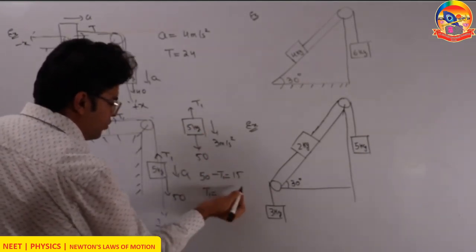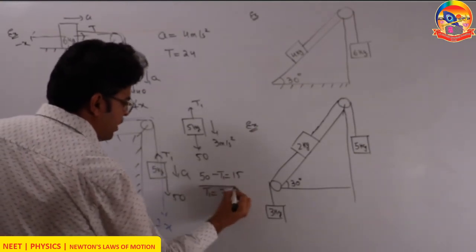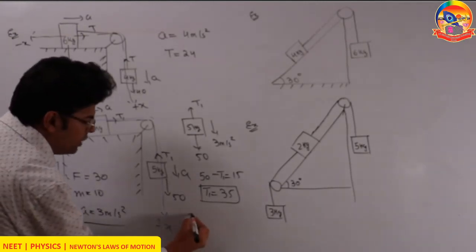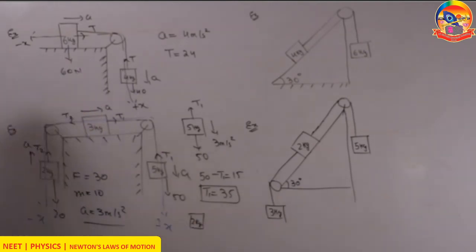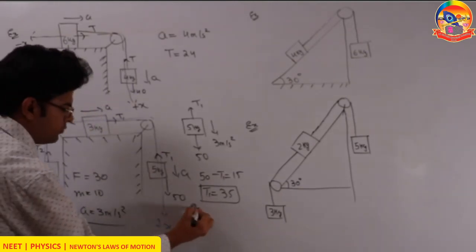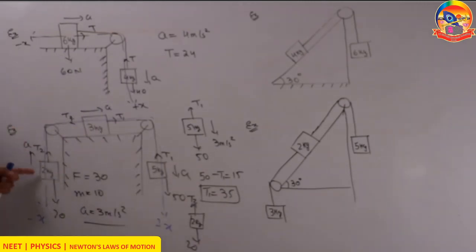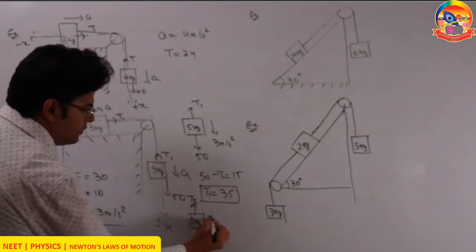So T1 comes out to be 50 minus 15, that is 35. Similarly, here for the second block, how to find T2? Make an equation on the 2 kg. On this 2 kg, there are two forces acting, upward T2, downward 20.